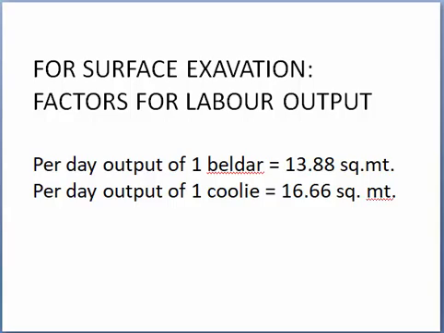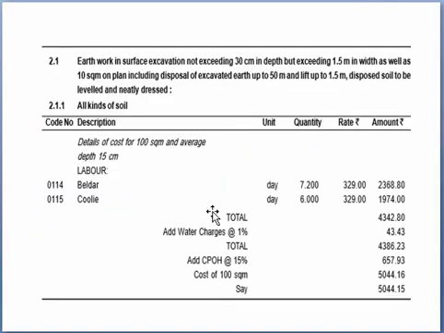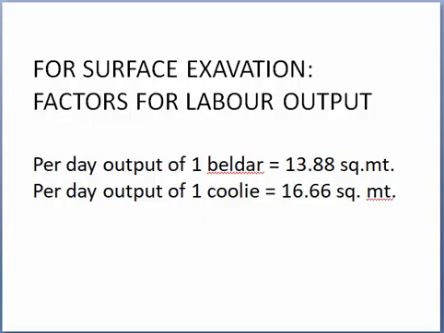So these factors we have to remember, students, and we will calculate the quantity. You can see the item again. We need to calculate this quantity. The quantity of Beldar is 7.20 and the quantity of Coolie is 6. So students, the quantity has been calculated considering the work for 100 square meter, and the per day quantity has been calculated. So how has the calculation of 7.20 and 6 been done? This has been taken by considering the output of the labor.